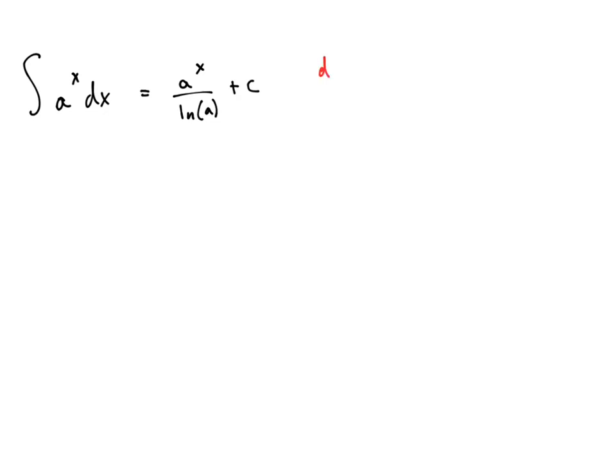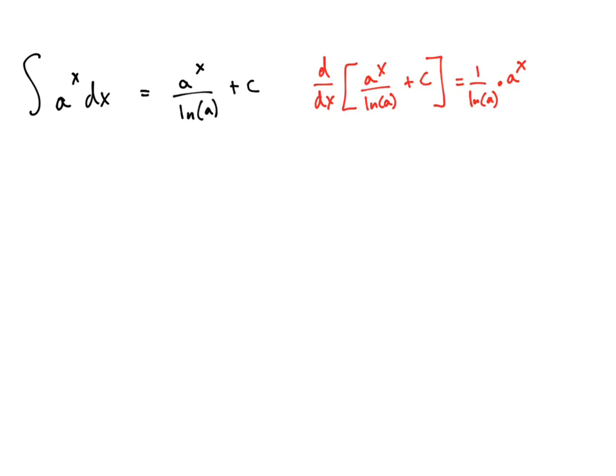And we can verify that by taking the derivative of a to the x over ln of a, plus c here, but c is a constant, so that'll become 0. So the derivative of a to the x over ln of a, well, before we do anything, I'm going to say 1 over ln of a, which is just a constant. Okay, so really we just need to figure out what the derivative of a to the x is.